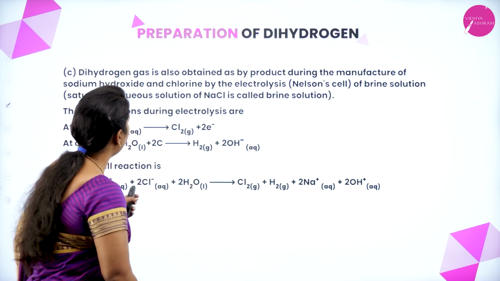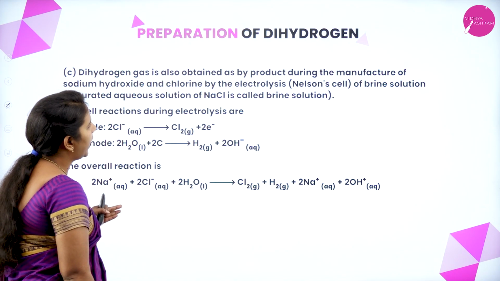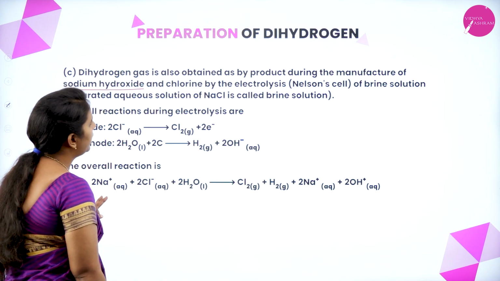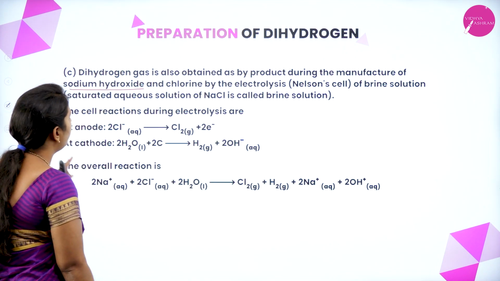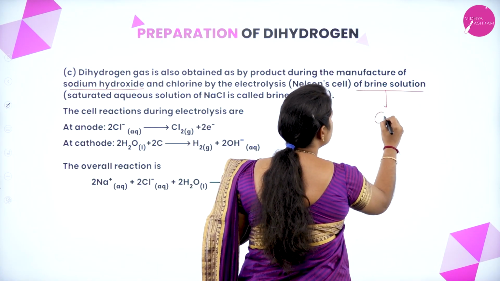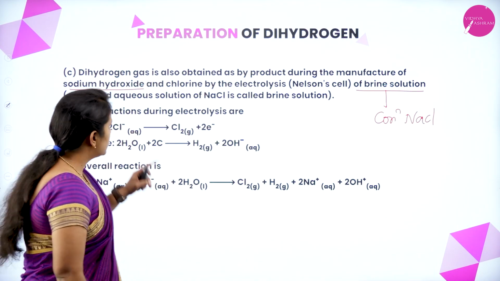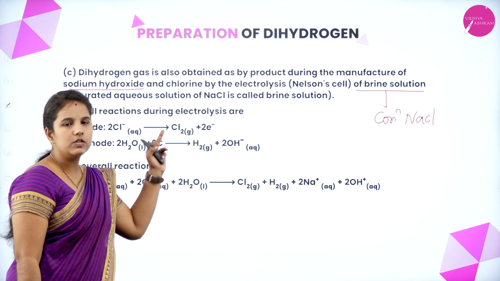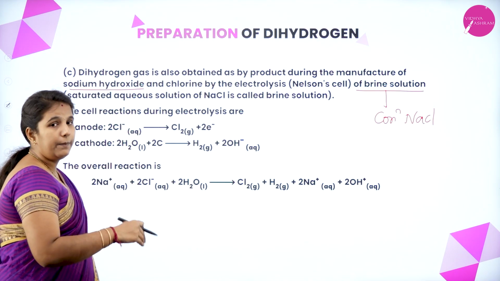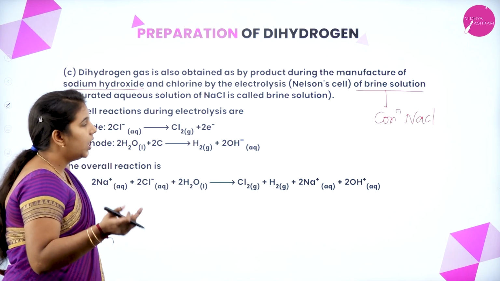We have one more method, that is dihydrogen gas is obtained as a by-product during the manufacturing of sodium hydroxide and chlorine by electrolysis of brine solution. We know that brine solution is nothing but a concentrated solution of sodium chloride. Is it right? So it is a saturated aqueous solution of sodium chloride, which is also known as brine solution. So while preparing sodium hydroxide, we can itself generate the hydrogen gas. How to do this?